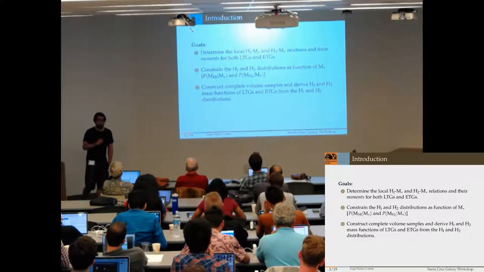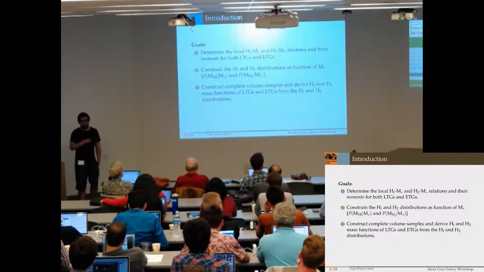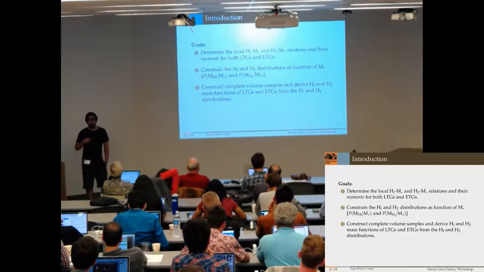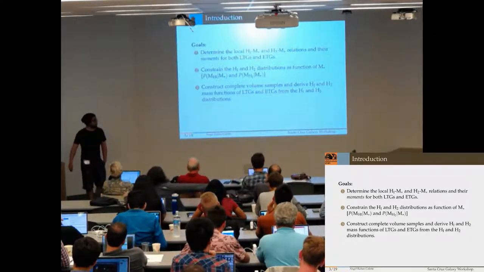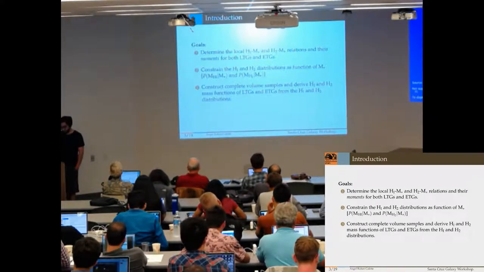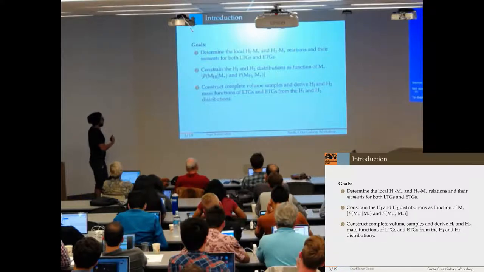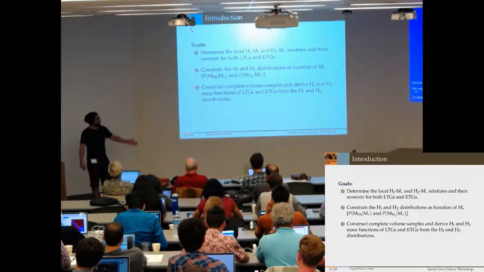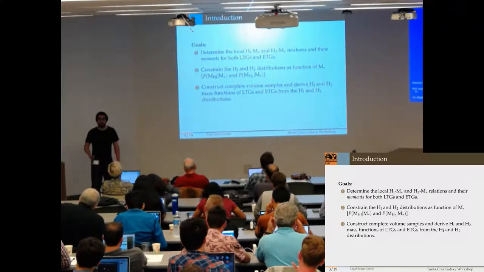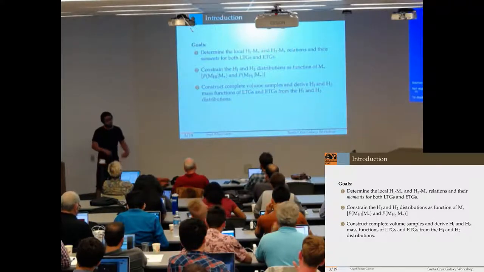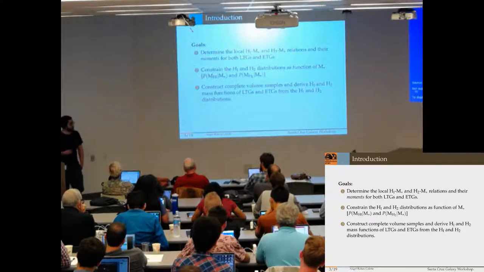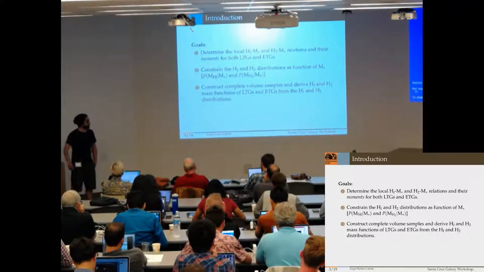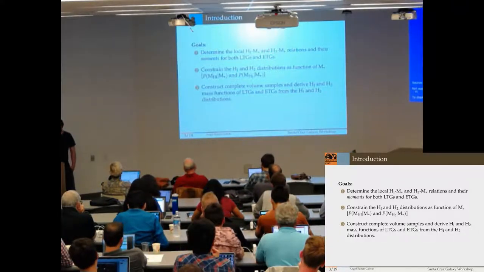Well, so our goal here is to first determine the general trends of the H1 and H2 to stellar mass relations for two populations and their moments. More, we're going not only to the general level, but we want to constrain the distribution of the H1 and H2 masses at stellar mass parity, and finally construct volume-complete samples in H1 and H2, and construct the mass functions of these components for early and late type galaxies.